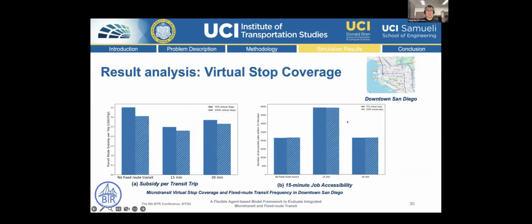So for virtual stop coverage, as we have more virtual stops, which means that at 100% virtual stop coverage every walking node could be considered a virtual stop for microtransit, microtransit could pick up passengers at all the nodes. If we increase the virtual stops, the transit subsidy per trip will decrease. So for a transit agency, we should probably keep virtual stop coverage as high as possible. And the right-hand side is the 15-minute job accessibility. As we increase the virtual stops, the accessibility does not change much.